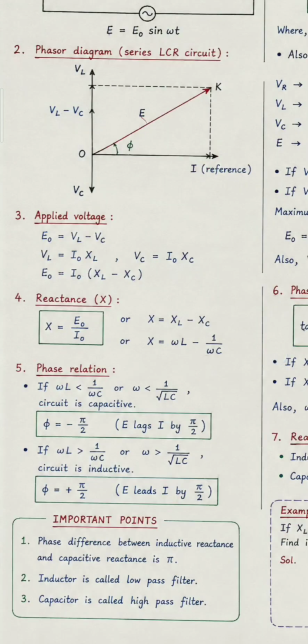And an important point: the phase difference between inductive reactance and capacitive reactance is pi, because if we subtract both values, we get pi by 2 minus of minus pi by 2, then we get pi. Okay, inductor is called a low pass filter and capacitor is called a high pass filter. Why is the inductor called a low pass filter? Because it allows low frequency signals to pass. Capacitor is called a high pass filter because it allows high frequency signals to pass.